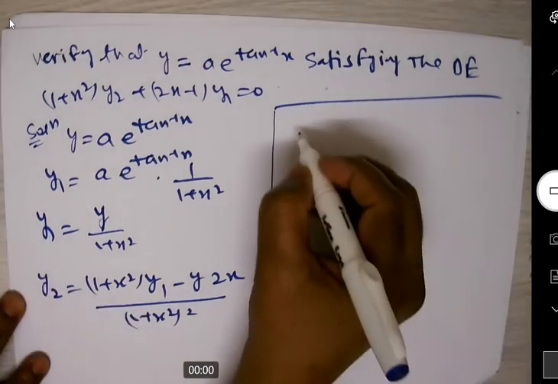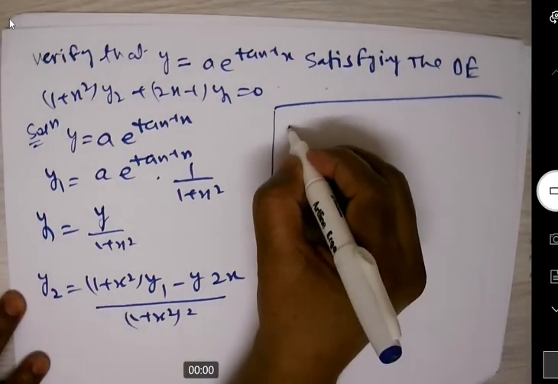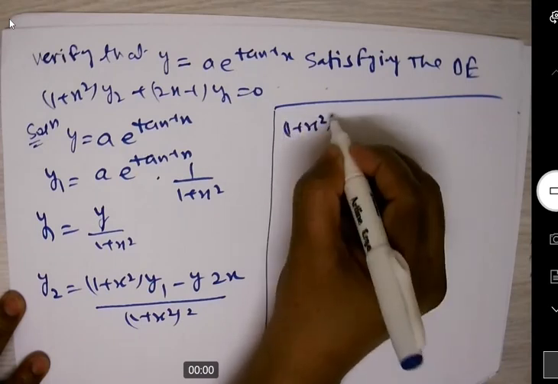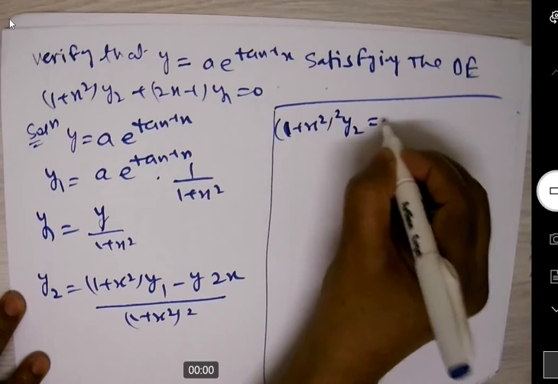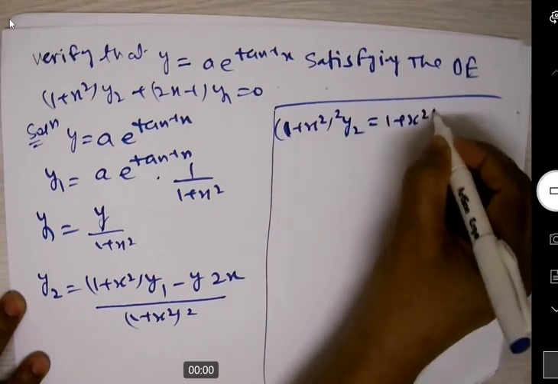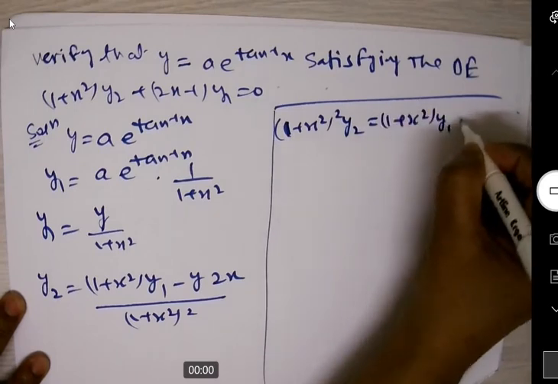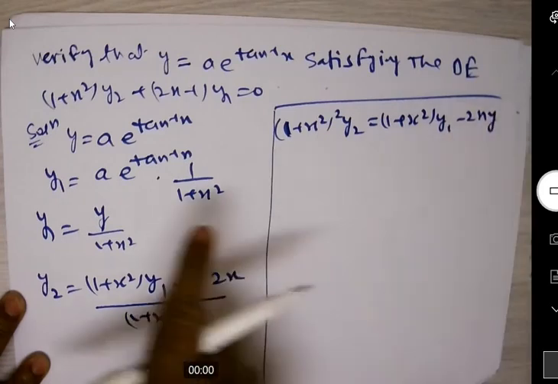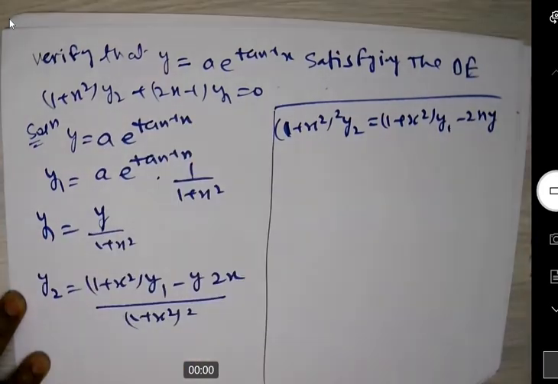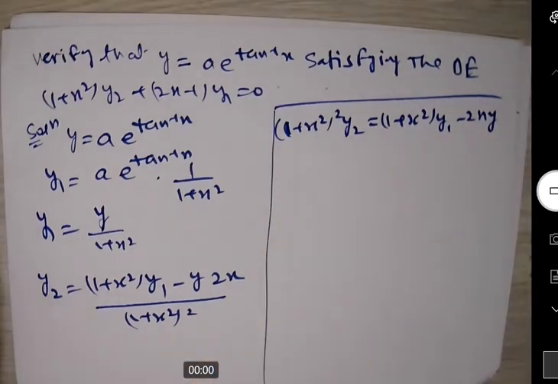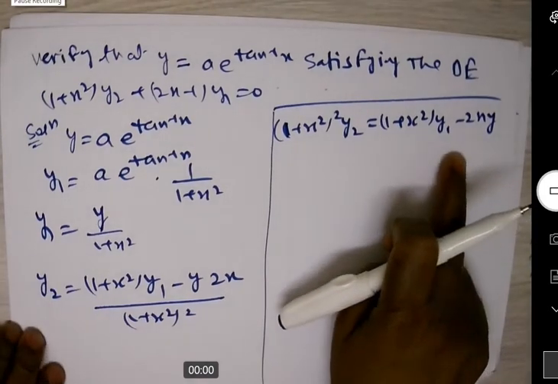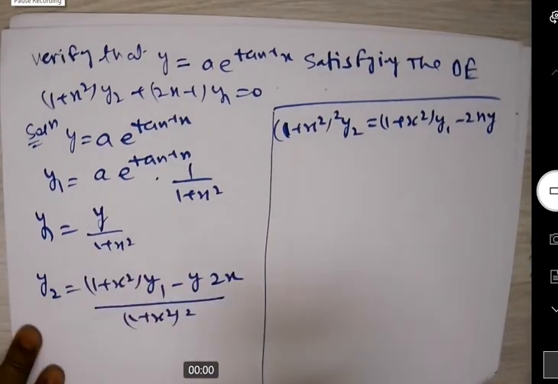So just from that, simplify it and then check what happened. So cross multiply. When you use cross multiplication, it comes 1 plus x square power 2 into y2 is equal to 1 plus x square y1 minus 2xy. But see that one, there is no y term in the given differential equation. So what we have to do? We have to reduce the y term. We have to reduce that one by using this one.